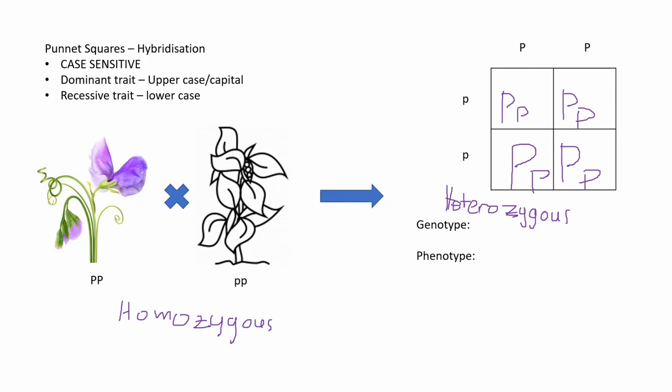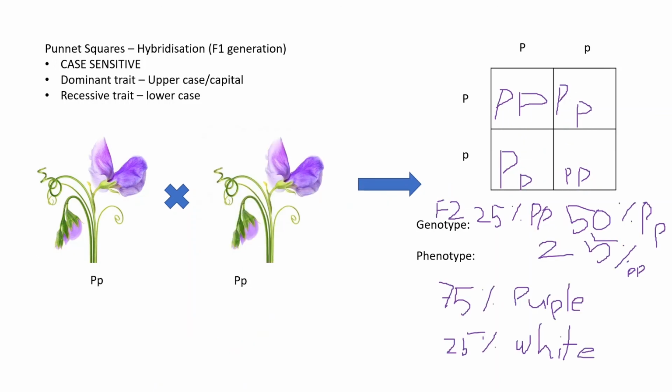And along the line, as this F1 generation fertilizes each other, they'll produce offspring, the F2 generation, with two offspring that are homozygous species, and another two offspring that are heterozygous species.